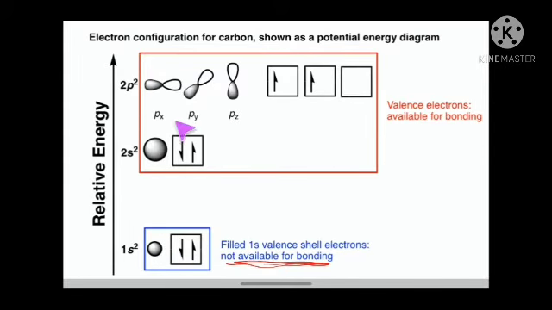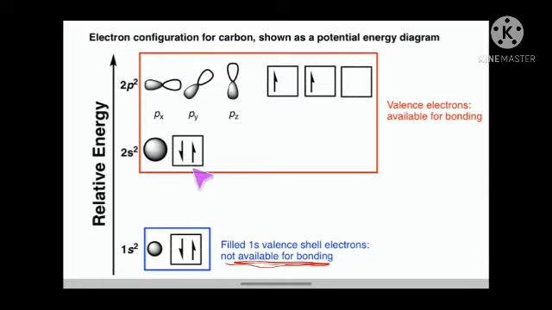But these are the valence energy level. In that valence energy level we have valence orbitals, and we have valence electrons. The electrons that reside in these valence orbitals are called valence electrons. So these electrons are available for bonding.